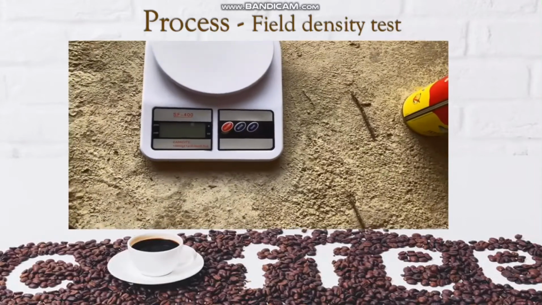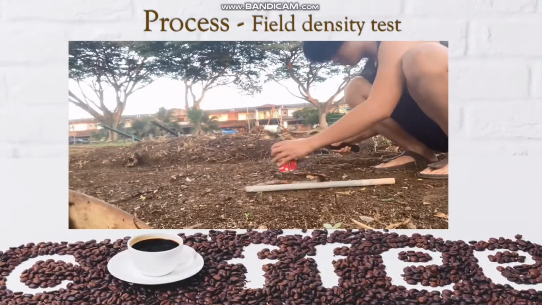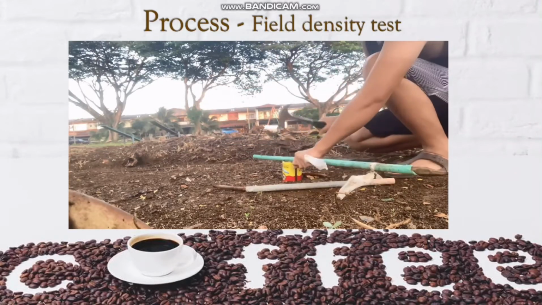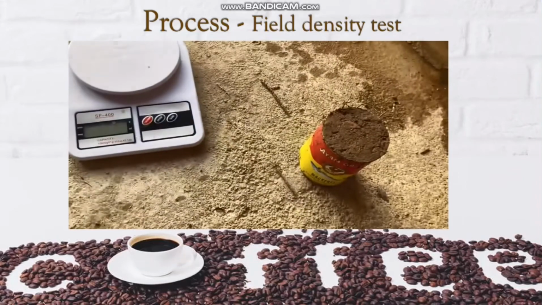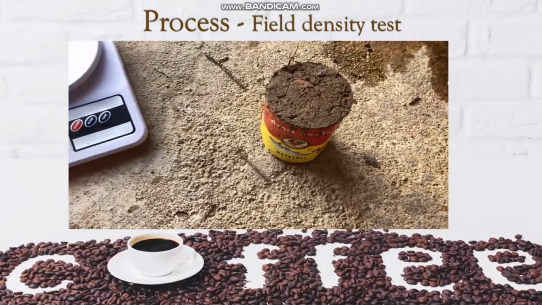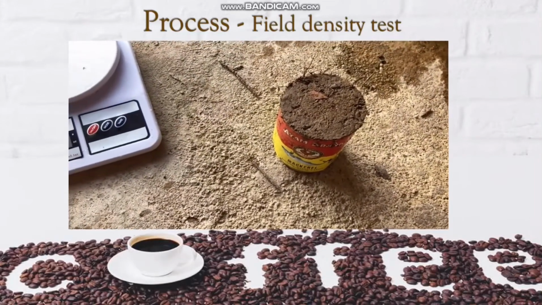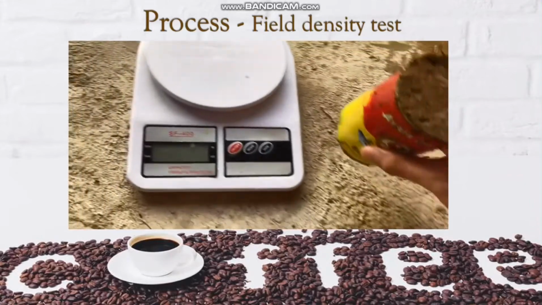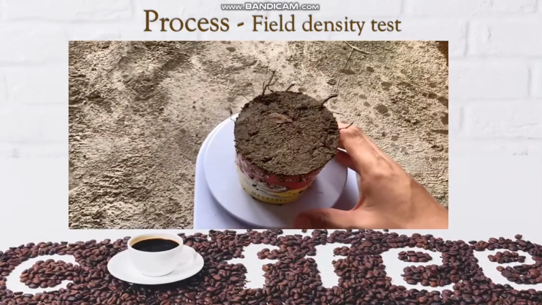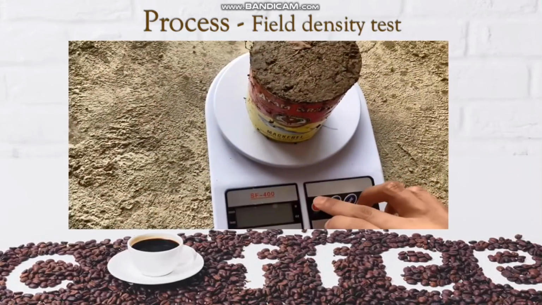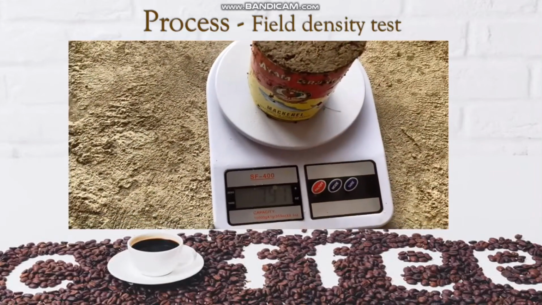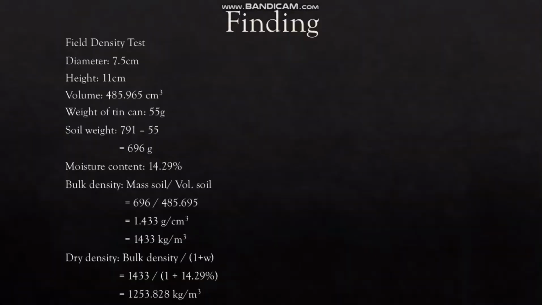Now let's go to the field. After finishing, collect the soil into the can. We will need to lay it under the sun for 5 hours, then measure the weight of the can and the soil. So here it is. Now we will check. It is 791. These are the results.